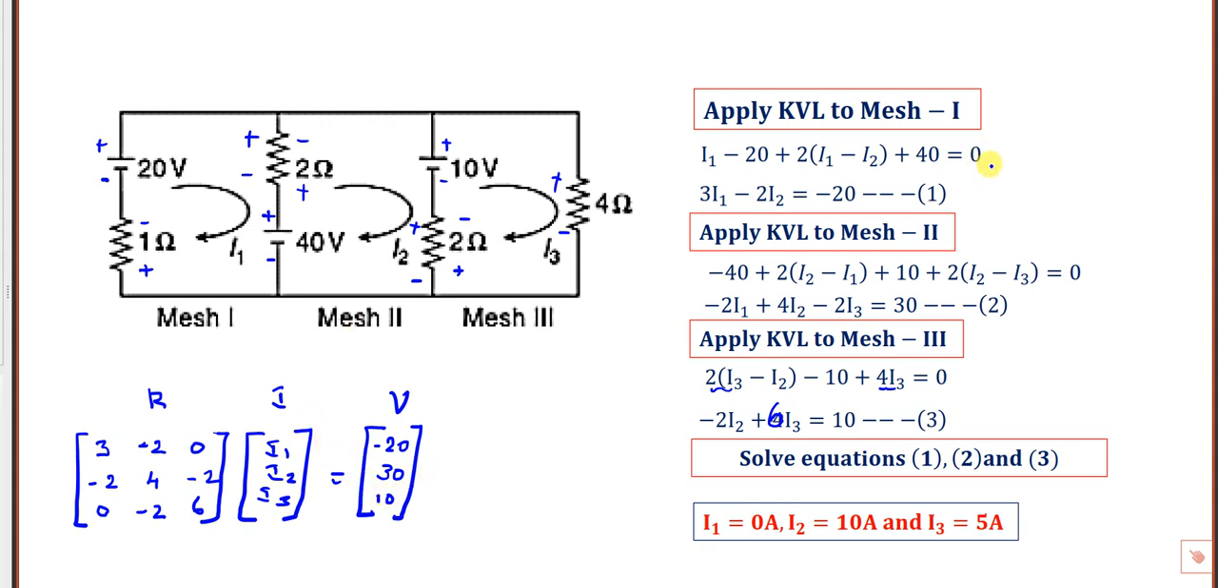So this is the same as the 3 equations. That's what I told you. If they ask only independent sources and resistances, you can follow this inspection method and rewrite these 3 equations by multiplying the R matrix with the I matrix. 3I1 minus 2I2 plus 0I3 is equal to minus 20, which is equation number 1. Minus 2I1 plus 4I2 minus 2I3 is equal to 30. And 0I1 minus 2I2 plus 6I3 is equal to 10, equation number 3.